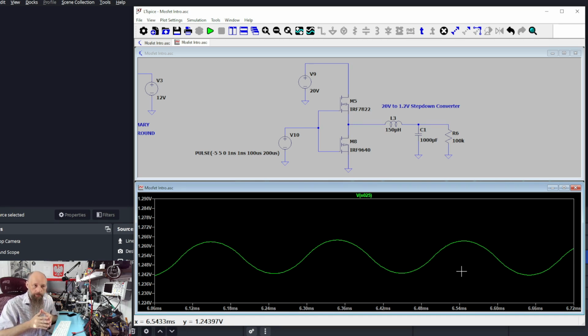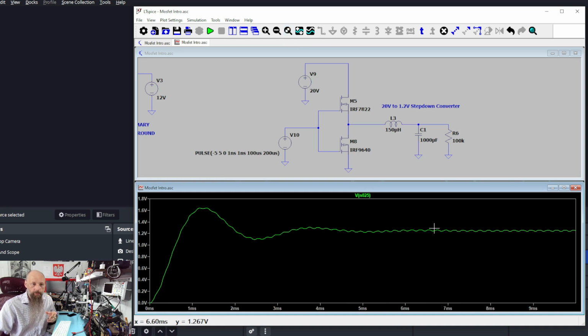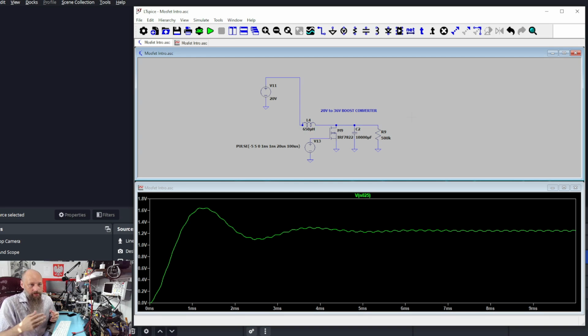This is normal. That's how those converters work. So don't be alarmed when you see something like this. It's wavy, but that's how it's supposed to be. It's not easy to make this a completely flat line voltage wise. Now the second example of real world use is the boost converter or step up converter.